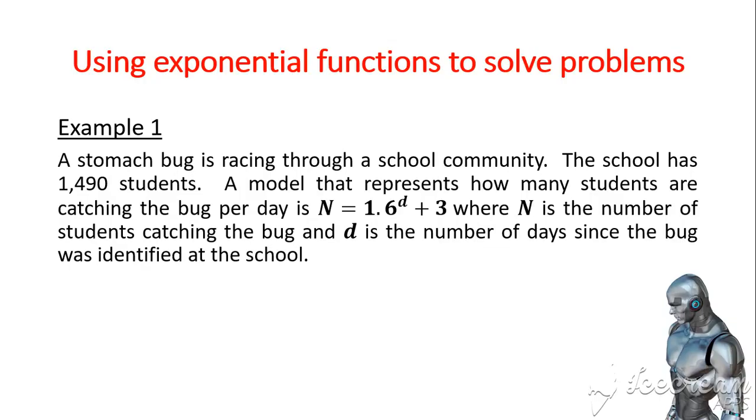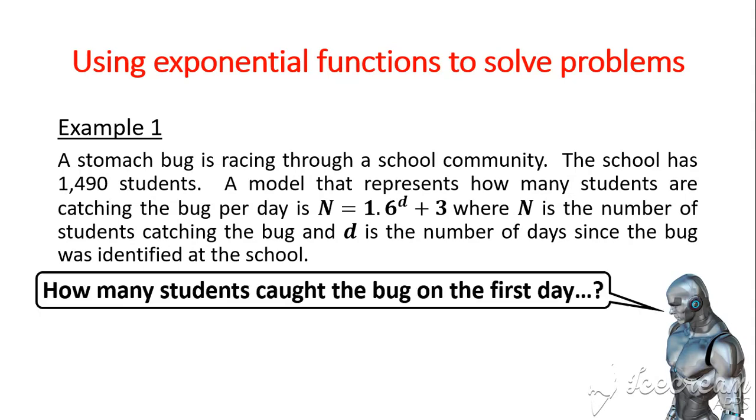Right, example 1, stomach bugs racing through a school community. The school's got 1,490 students. A model that represents how many students are catching the bug per day. A mathematical model is n equal to 1.6 to the power of d plus 3. Now, n is the number of students catching the bug, and d is the number of days since the bug was identified at the school.